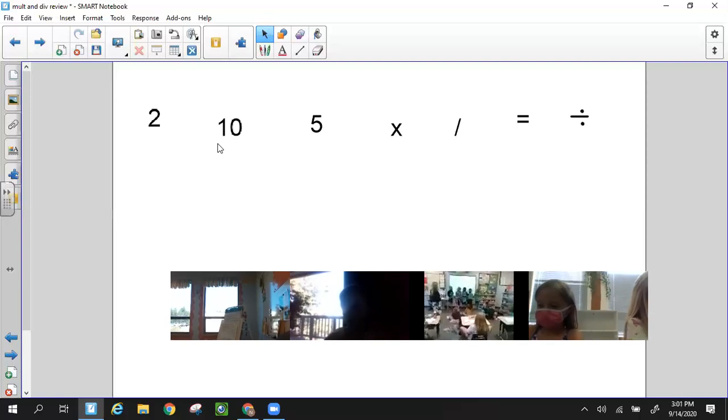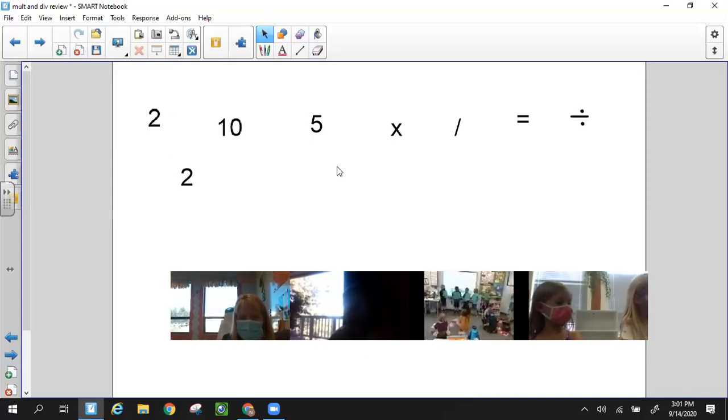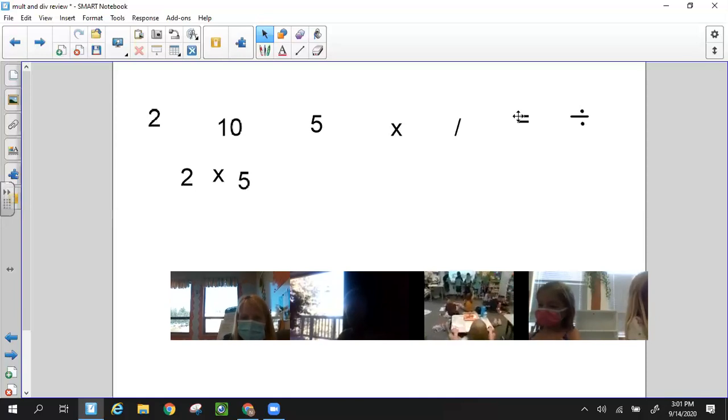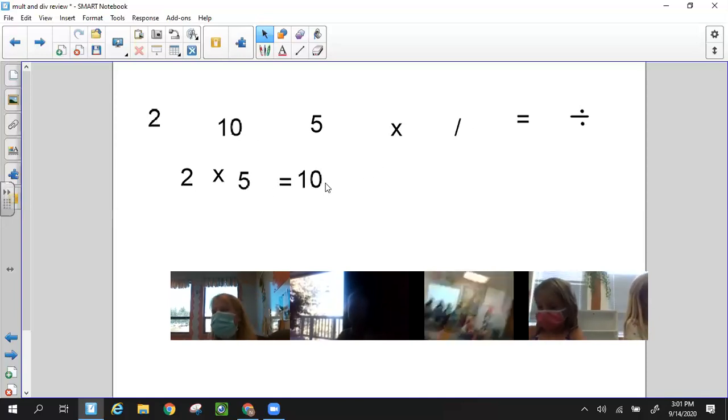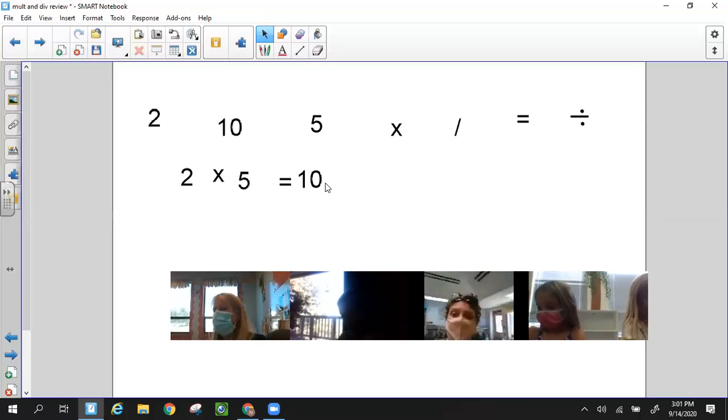Who should go over there, do you think? 5. Look at you guys. On your board, what should you have written? 2 times 5 equals 10. Okay, now, because of the commutative property, we can keep that multiplication.